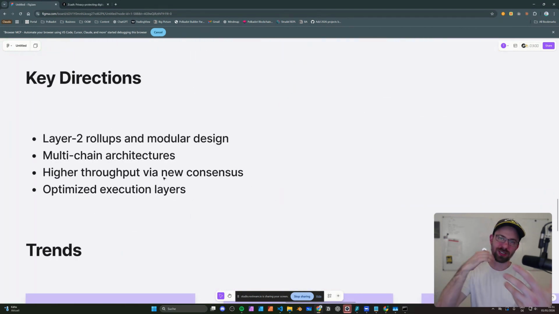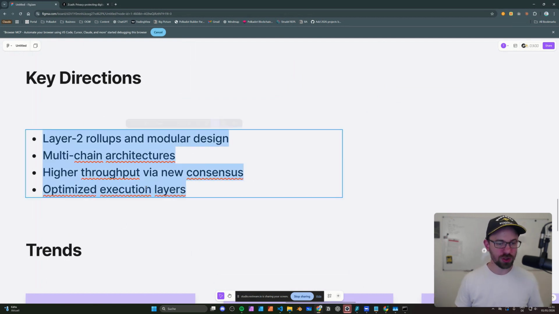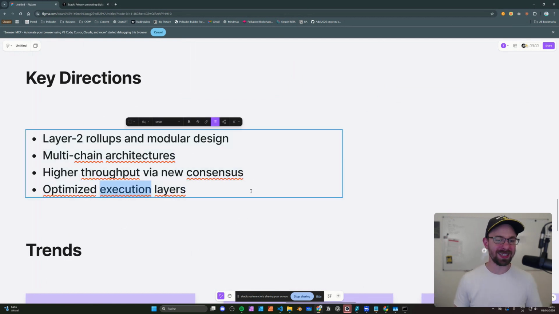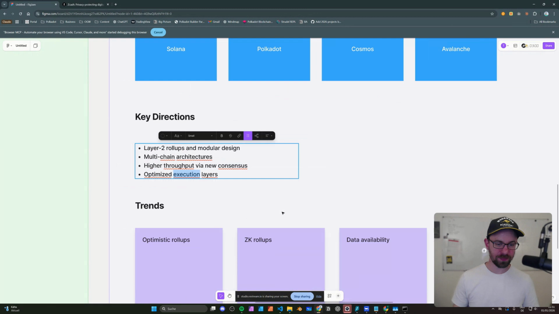So we had, for example, one solution in Ethereum was layer 2s, roll-ups, the modular design, multi-chain architectures, different consensus models that allow you to have more throughput, and also starting to focus on optimizing the execution layer, focusing on maybe introducing WASM, introducing RISC-V nowadays.